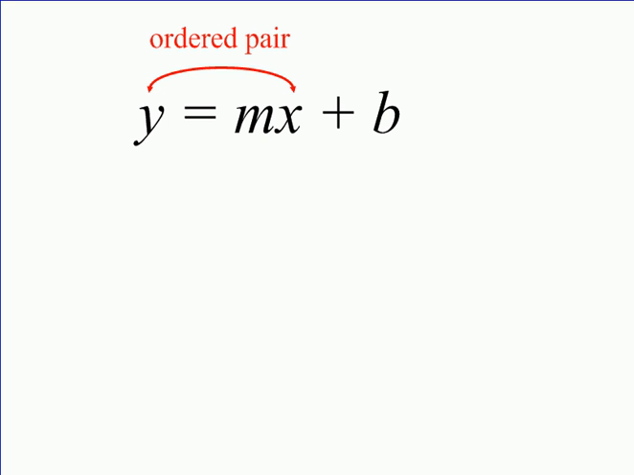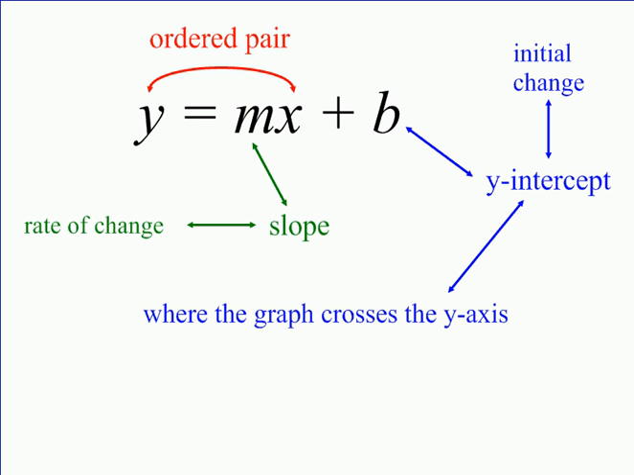Now, the x and y represent ordered pairs. All the ordered pairs that are on the line can be plugged into this equation, and those would be the x and y. This is what an ordered pair looks like, the points that we use to make the line. The m represents slope, and we've talked about how m represents slope already, rise over run, or what we like to call the rate of change. That leaves the new letter, b, which stands for the y-intercept, or the initial change in the real world. If we had a real-world problem, it would be the initial change. And this is where the graph crosses the y-axis.